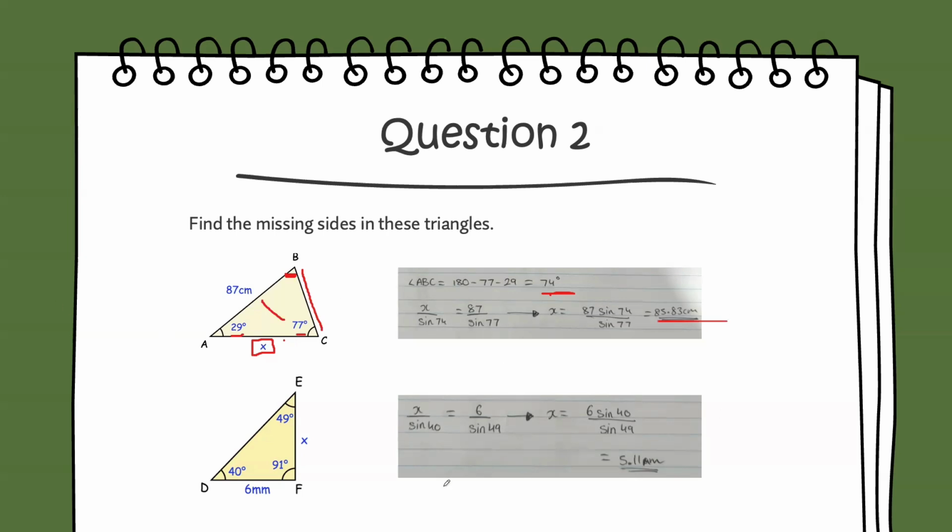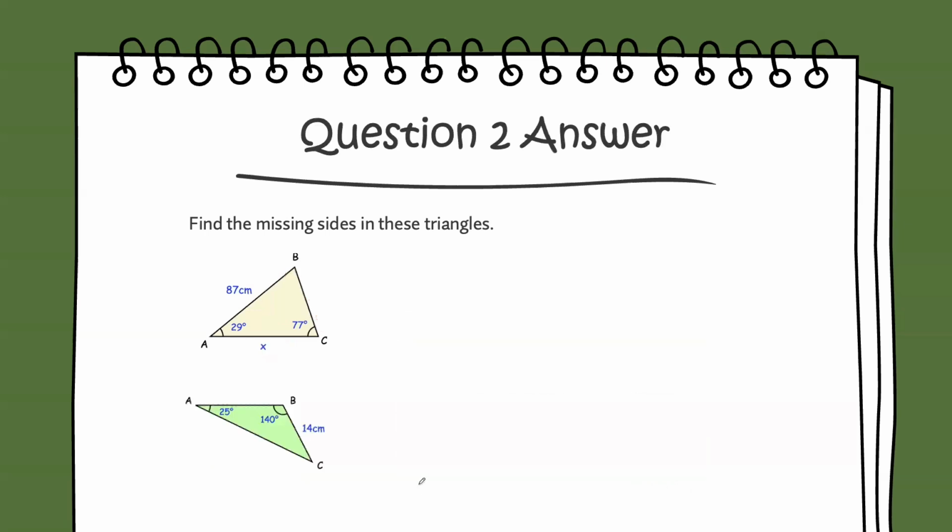Okay, this one again, pretty similar. We already have all the angles and all the sides that we need, so we don't need to do any calculation like we did over here. So again, x over sine 40 is equal to 6 over sine 49. And x is just equal to this, which gives us 5.11 millimeters, again to 2 decimal places.